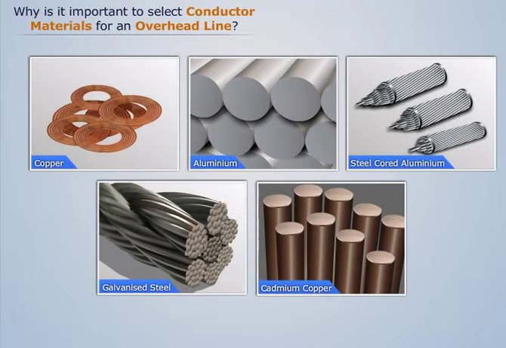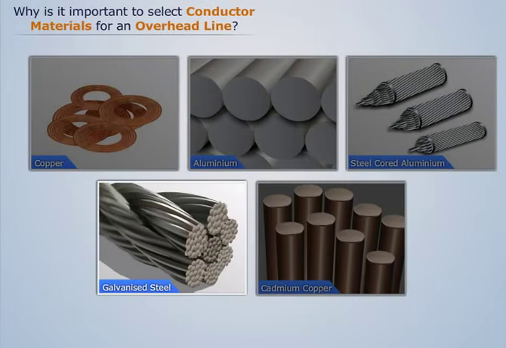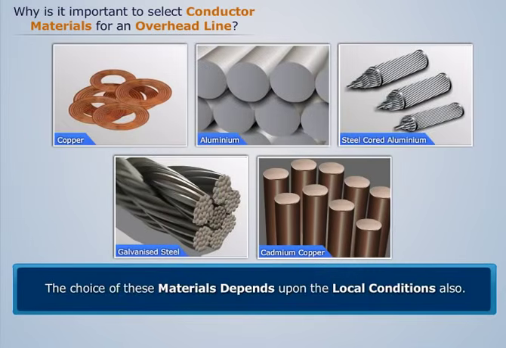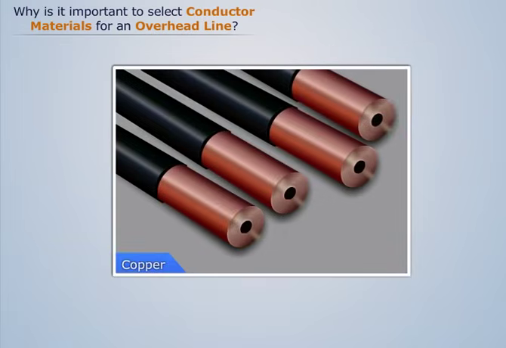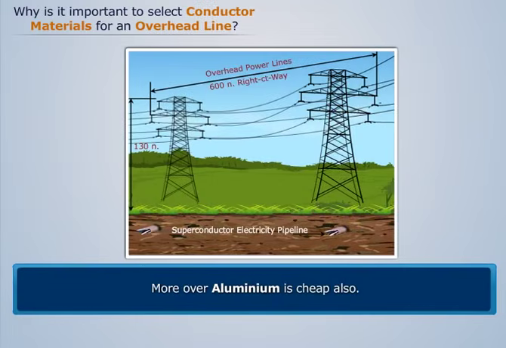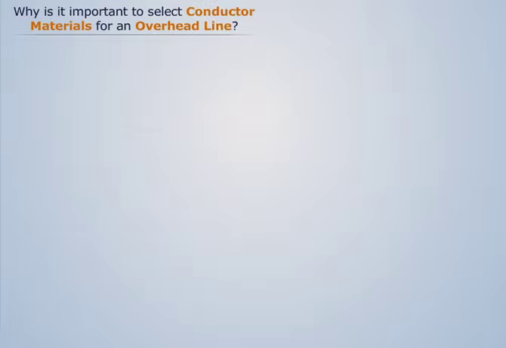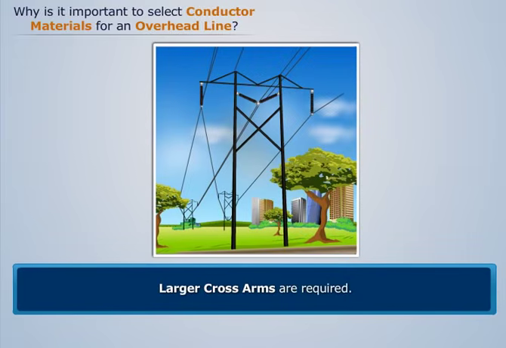The most commonly used materials for overhead lines are copper, aluminium, steel-cored aluminium, galvanized steel, and cadmium copper. The choice of these materials depends upon the local conditions also. In the early days, conductors used on transmission lines were usually copper. But aluminium conductors have completely replaced copper because of the much lighter weight of aluminium conductors. Moreover, aluminium is cheap also, but its conductivity is only 60% of copper, and being light, it is liable to greater swing, and hence larger cross arms are required.